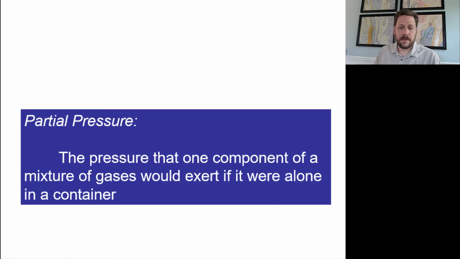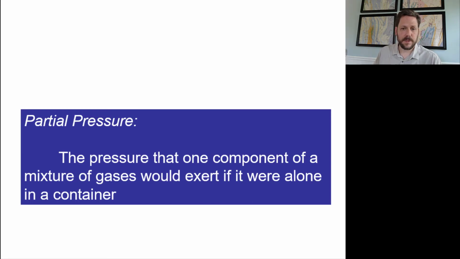In order to talk about Dalton's law of partial pressure, we need to understand what partial pressure is. Partial pressure is the pressure that one component of a mixture of gases would exert if that one component were alone in a container. So perhaps we have a container that has methane gas and water vapor in it at a fixed volume and a total pressure of 1 atmosphere.